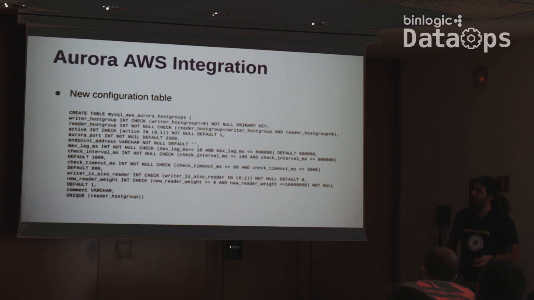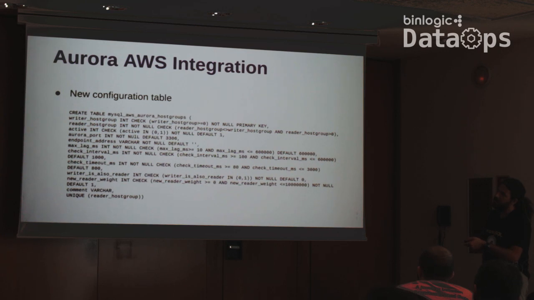Okay. This is the table basically. As you can see here, the table structure looks quite similar to the one of Galera. It is similar to the one of Aurora. Sorry, of the one of group replication. So you have the writer host group, reader host group. You don't have anymore the offline one because it's not needed anymore.